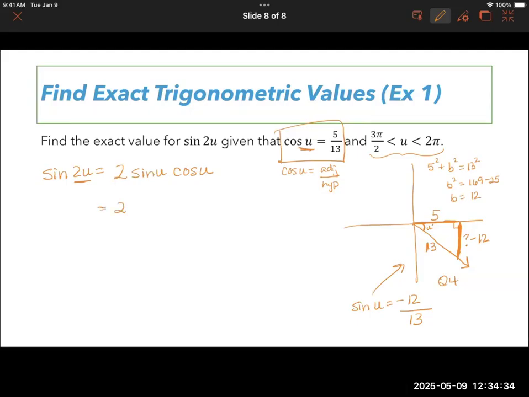So I substitute in, the sine of u is the -12 over 13. The cosine of u is the 5 over 13 I was given, and then we multiply. So this is going to be -120 for my numerator and 169 for my denominator. Okay.